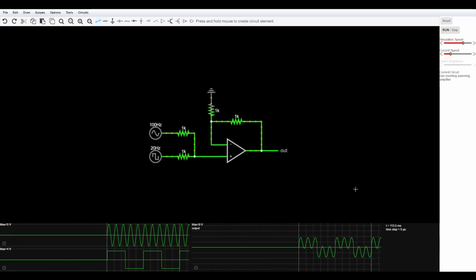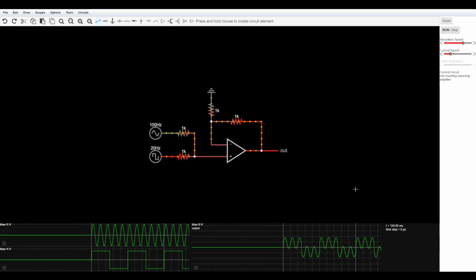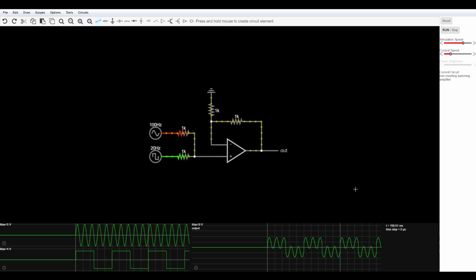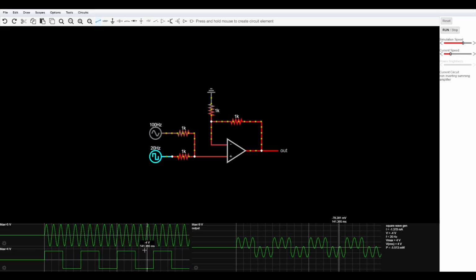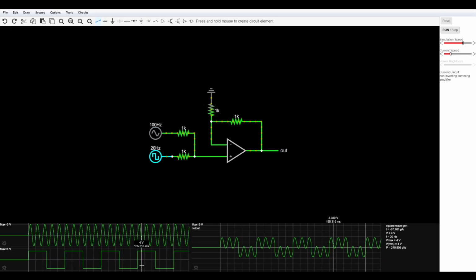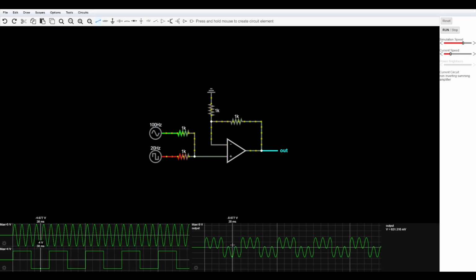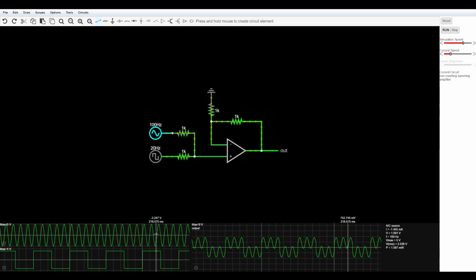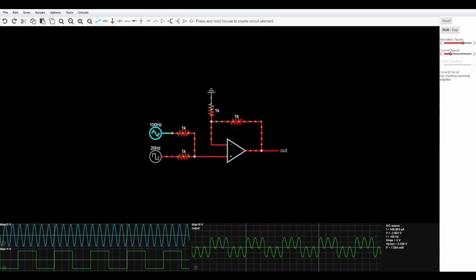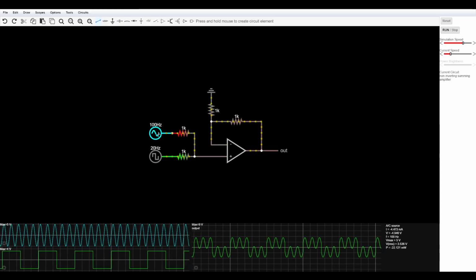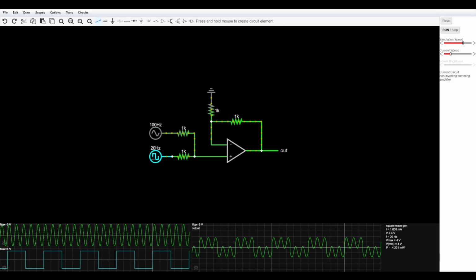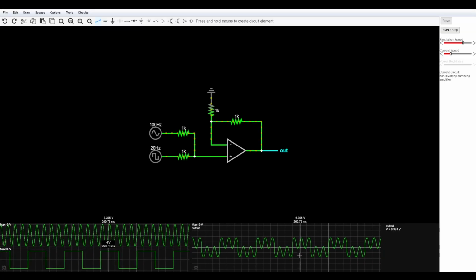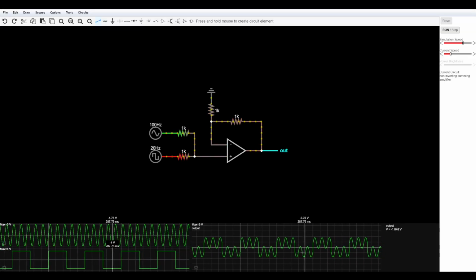Now we're looking at a somewhat different setup with the non-inverting. So everything's in phase now. And of course, we've got the 100 hertz 5 volt sine wave here. We've got a 20 hertz pulse wave at 4 volts. We've got the 9 volts, and we've got the combined waveform on the output.